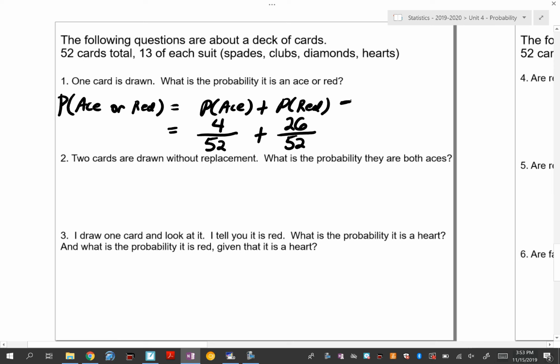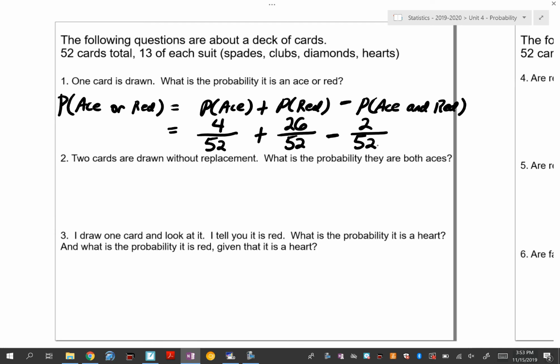Remember that formula you just took notes on? Subtract the probability of an ace and a red card. So that's why I have to subtract that out. I'm going to subtract 2 over 52 because there are 2 aces that are red.